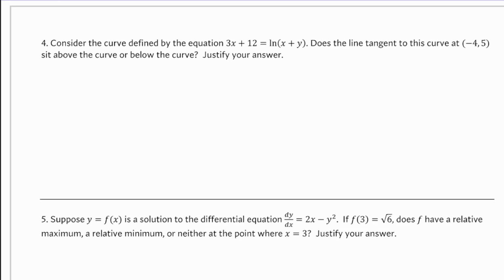Alright, number 4 is going to ask us about this curve, and does the line tangent to this curve sit above the curve or below the curve? Okay, when they ask that, we're going to need to find the second derivative to determine if the curve is concave up or concave down.